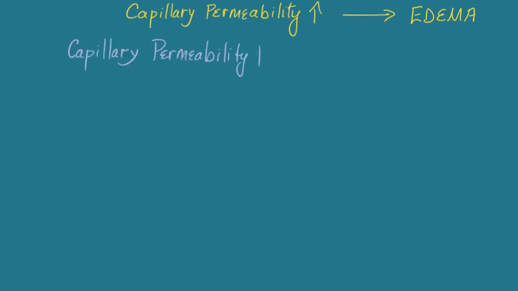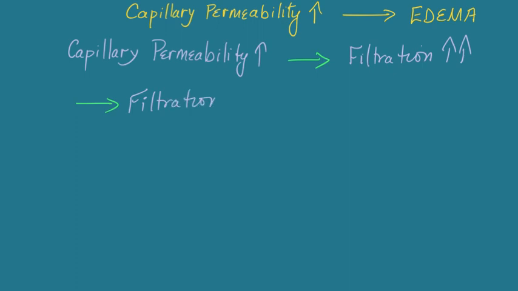This means more filtration, more water can easily leave the capillary at the arterial end. So we have filtration increases greatly. You have your two up arrows. If filtration increases greatly, then filtration is much greater than reabsorption. We can put two greater than signs to show that the filtration is much greater than reabsorption.